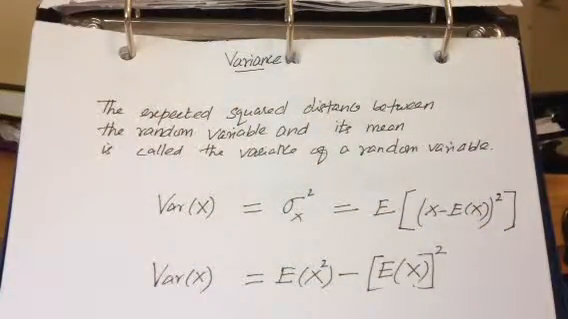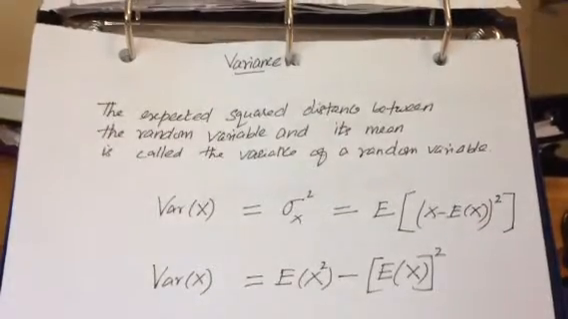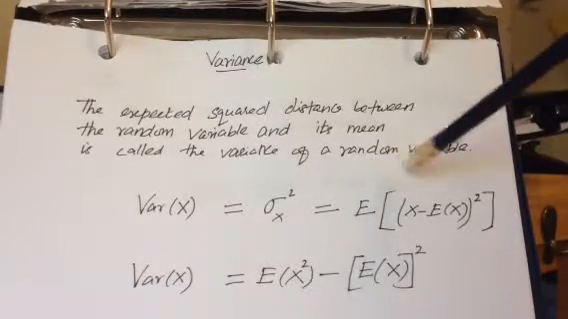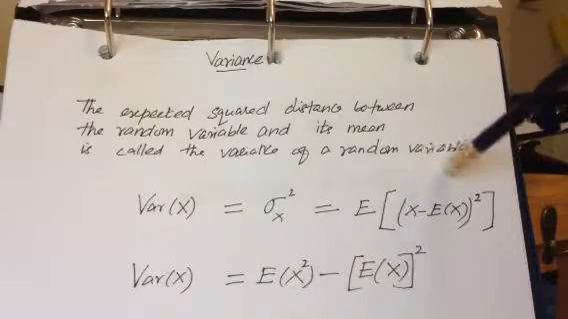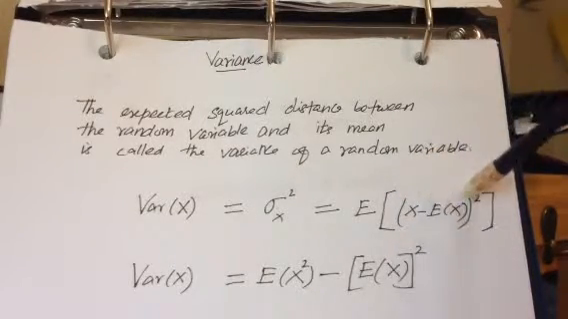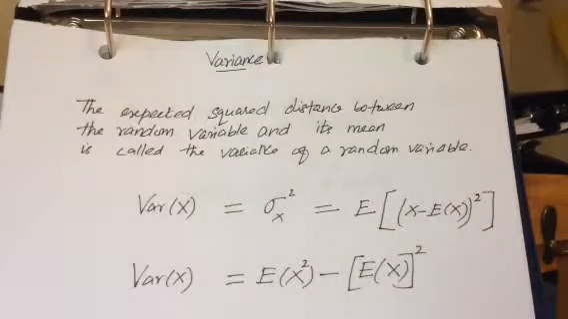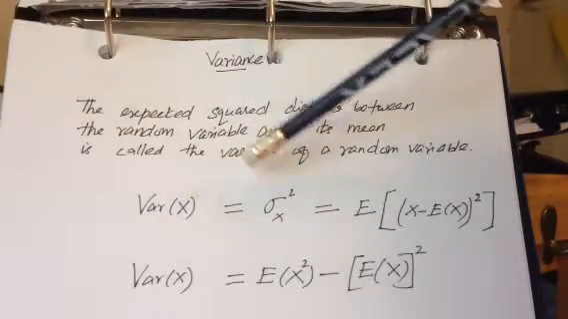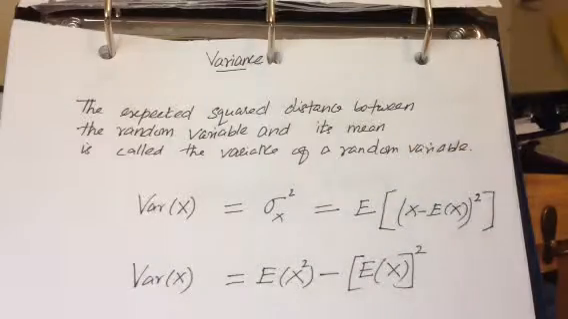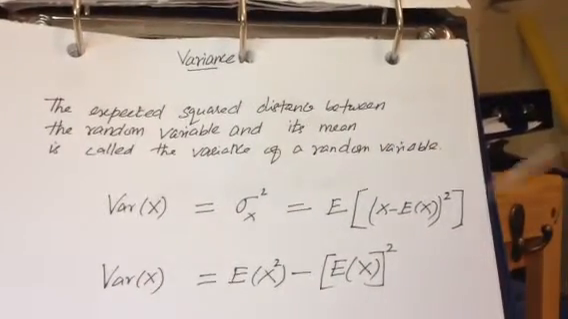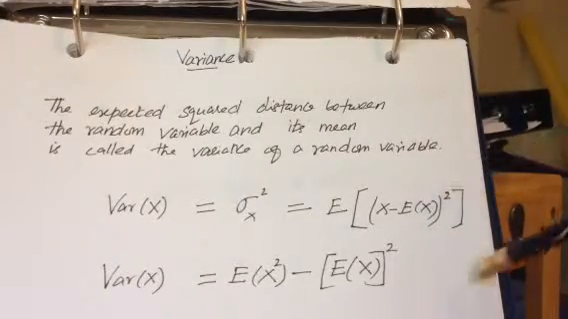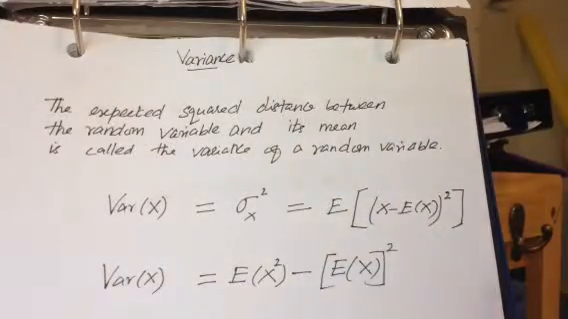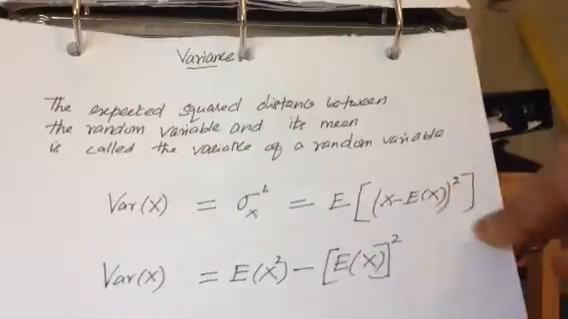Now we are going to define variance. Variance is nothing but the expected squared distance between the random variable and its mean. That is called the variance of a random variable. We can define this variance as sigma x squared equal to expectation of x minus E of x, the whole squared. If we expand this, we get variance of x equal to E of x squared minus E of x the whole squared. I'm going to move on to my next slide.